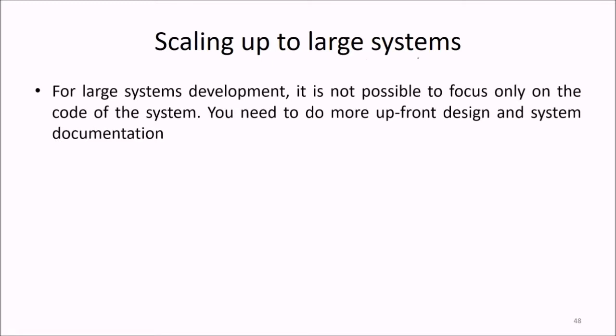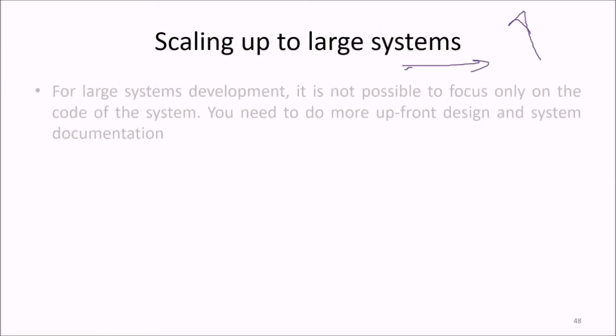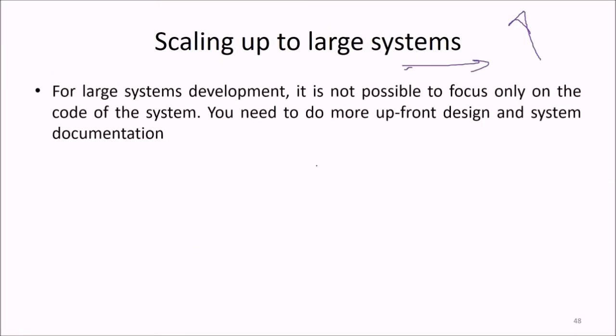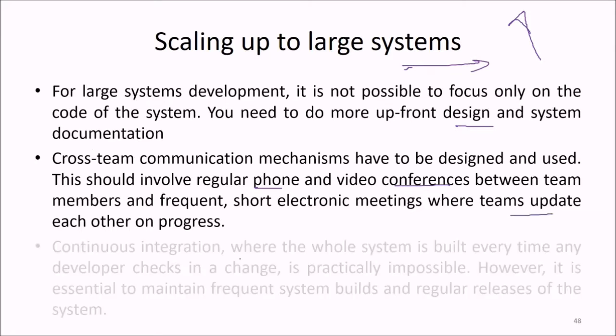Scaling up to large systems involves two things: you want to scale out and you want to scale up. For a large system, it is not possible to focus only on the code of the system. You need to do more upfront design and system documentation. Cross-team communication mechanisms have to be designed and used. This should involve regular phone calls, video conferences, meetings, and Skype between team members, and frequent short electronic meetings where teams update each other on progress.